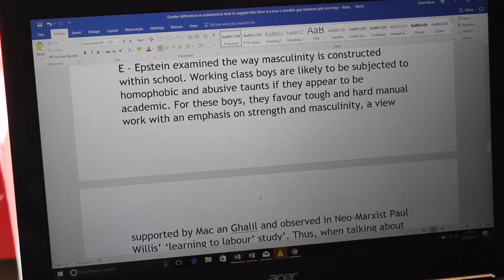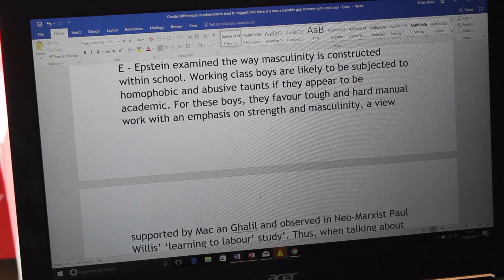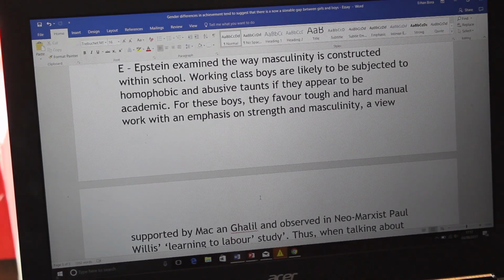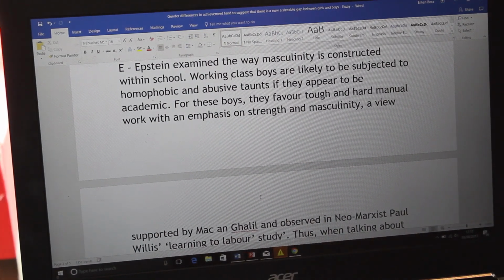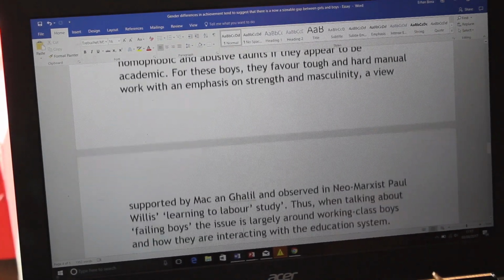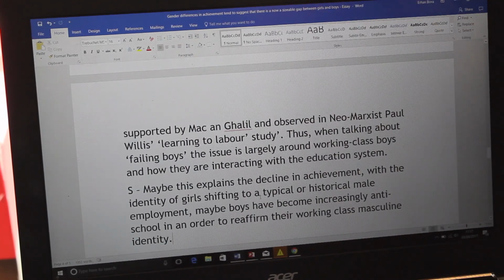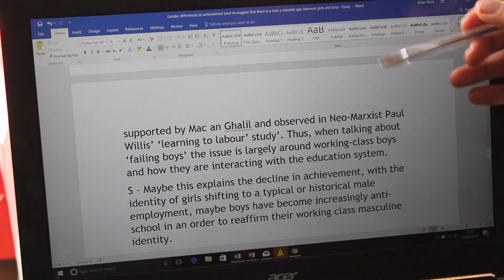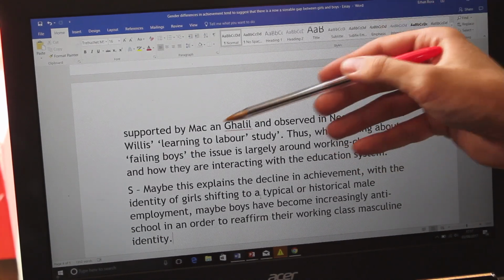So Epstein, another theorist, examined the way masculinity is constructed within schools. Working class boys are likely to be subjected to homophobic and abusive taunts if they appear to be academic, similar to Paul Willis here. Epstein observed working class boys, and if they saw anyone getting on with the work or somewhat academic, they would ridicule or taunt them. These boys favour tough and hard manual work with emphasis on strength and masculinity, a view supported by Mac an Ghaill and observed by Paul Willis in his Learning to Labour study. Again, I'm not going into great depth, but I'm saying that these theorists also support this view.